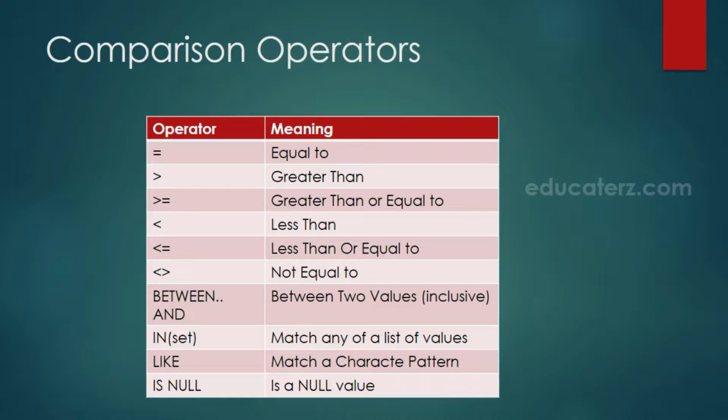Let us see comparison operators. Operator is equal to, the meaning is equal to. Greater than, the meaning is greater than. Greater than or equal to, less than or equal to, not equal to. Between and, they go together. So, the search condition is between two values. The two values are inclusive. In matches any of a list of values, like matches a character pattern, is null is a null value.